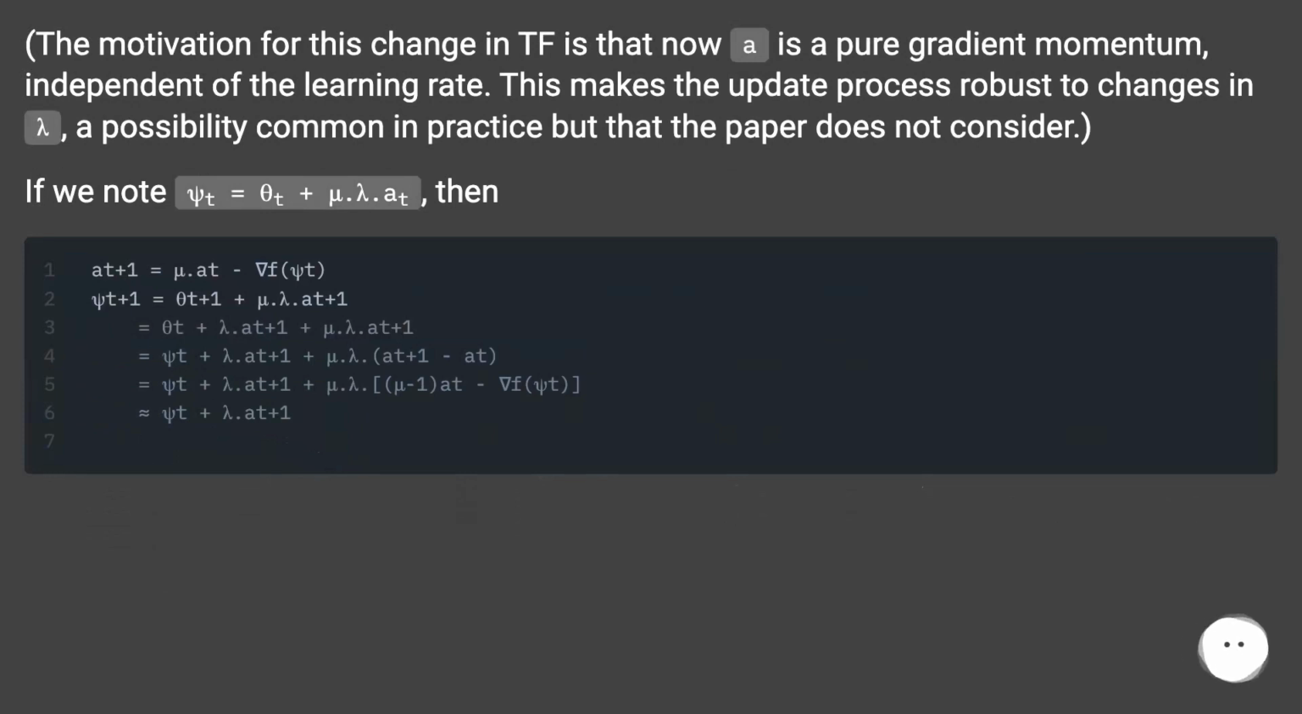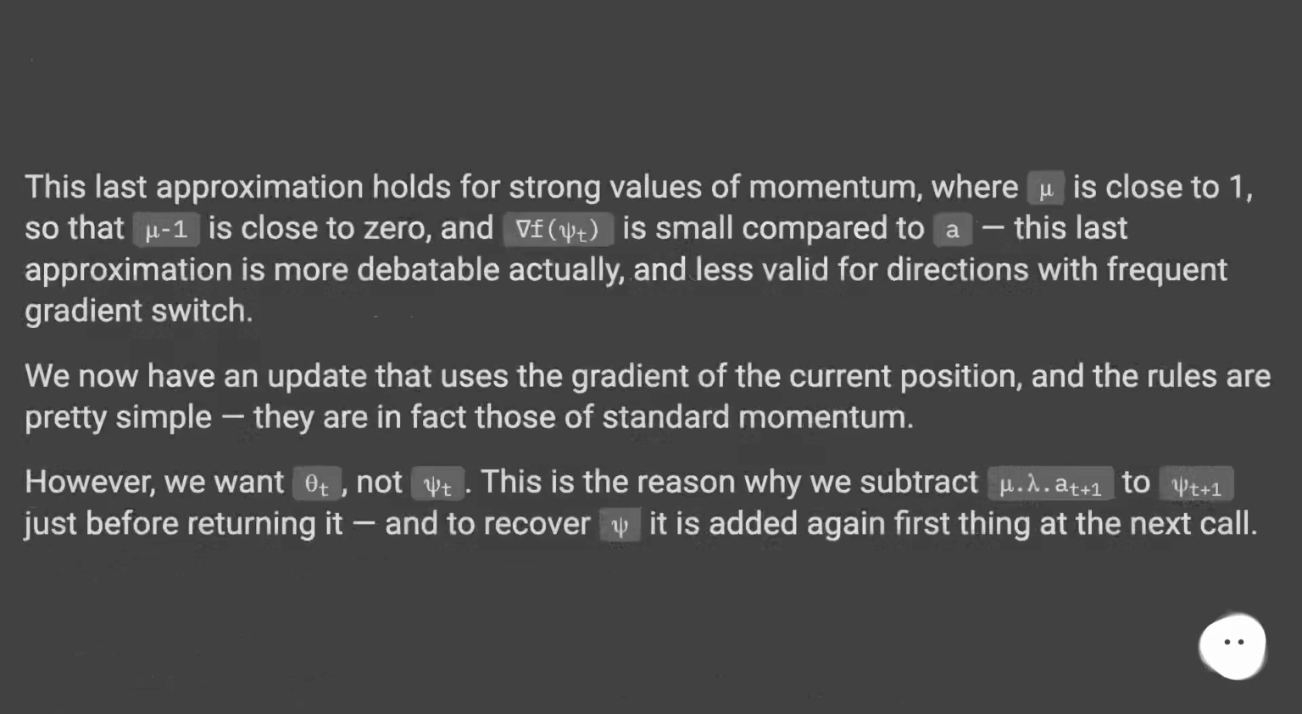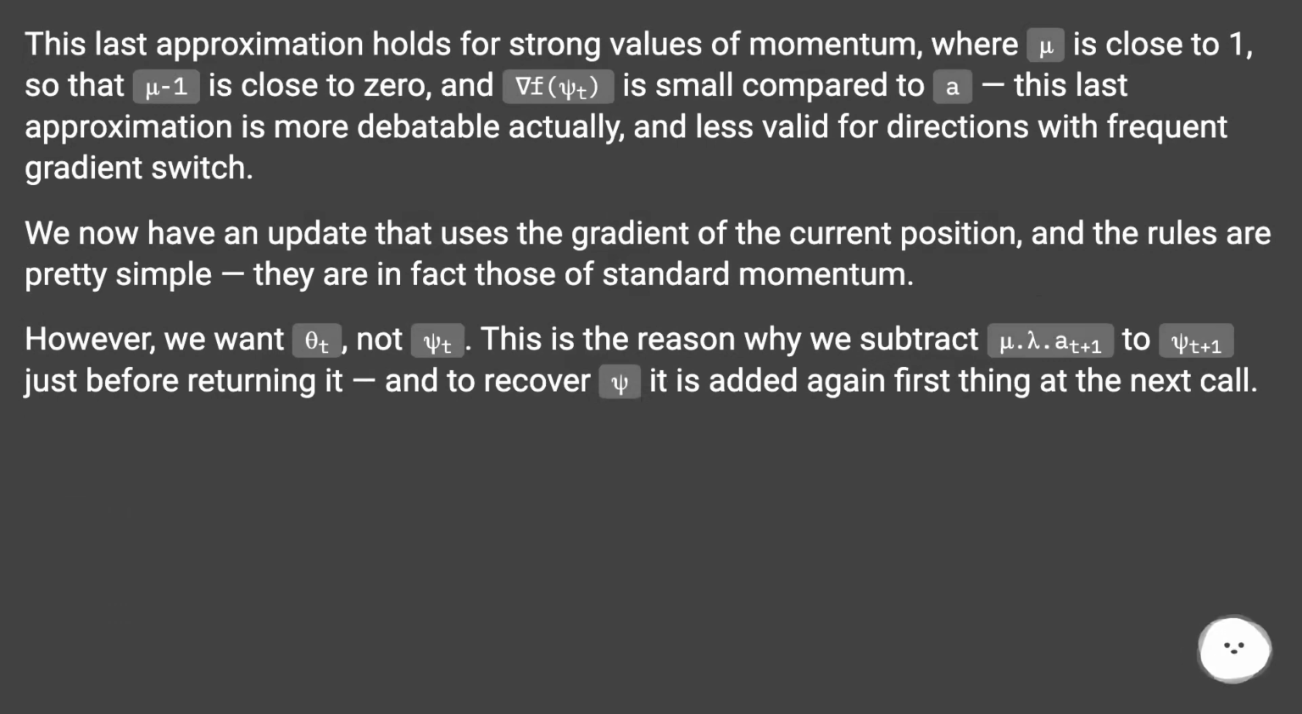The motivation for this change in TF is that now a is a pure gradient momentum, independent of the learning rate. This makes the update process robust to changes in lambda, a possibility common in practice but that the paper does not consider. If we note psi_t equals theta_t plus mu dot lambda dot a_t, then the following holds. This last approximation holds for strong values of momentum, where mu is close to 1, so that mu minus 1 is close to 0, and f of psi_t is small compared to a. This last approximation is more debatable actually, and less valid for directions with frequent gradient switch.